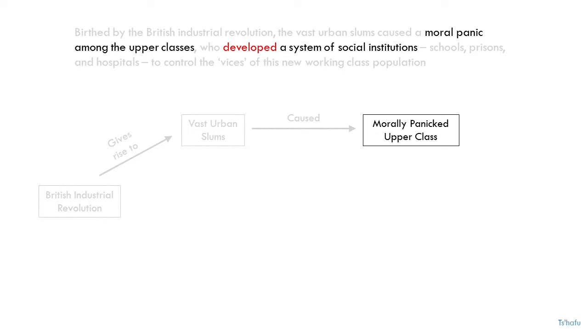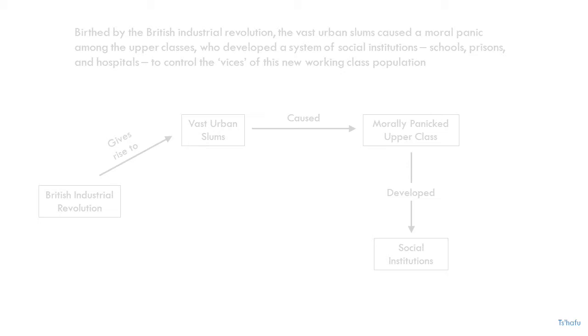We'll indicate it just like this. Morally panicked upper class developed social institutions. Good. So we have that as well. Now we have something interesting. And that is schools, prisons, and hospitals. And in this case, they're not causing anything, but instead they're indicating a form of membership.